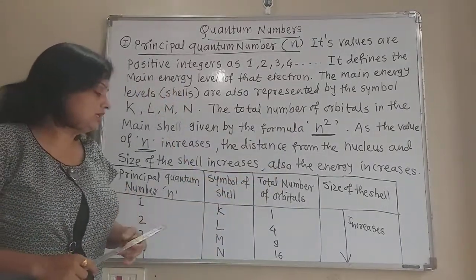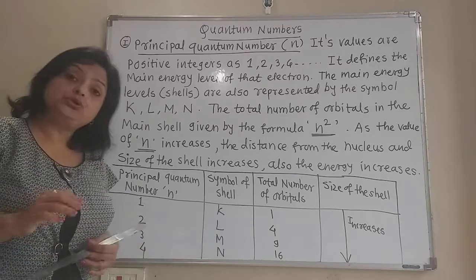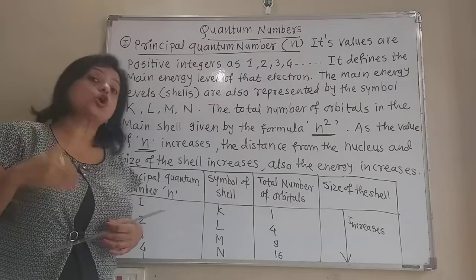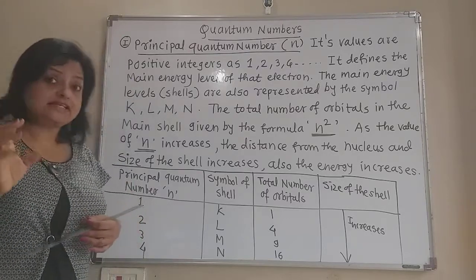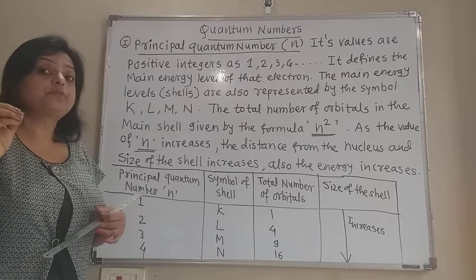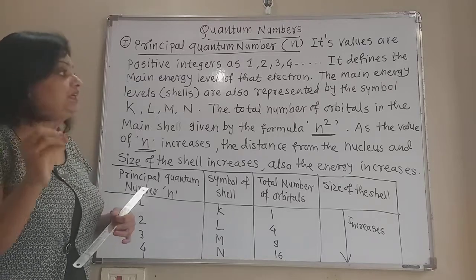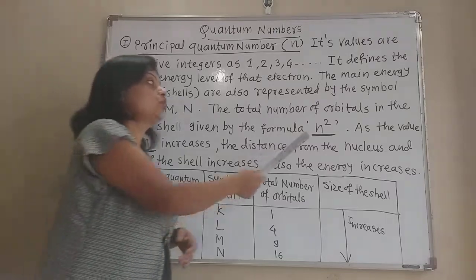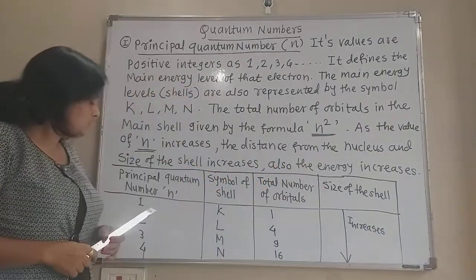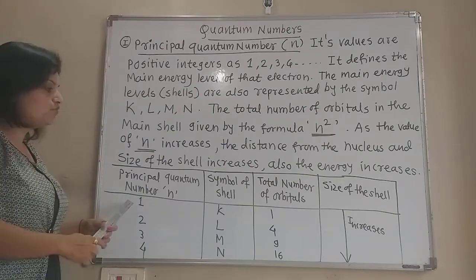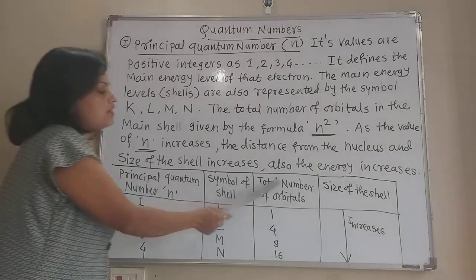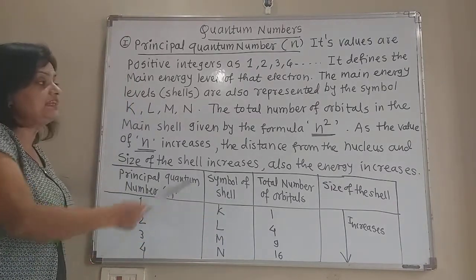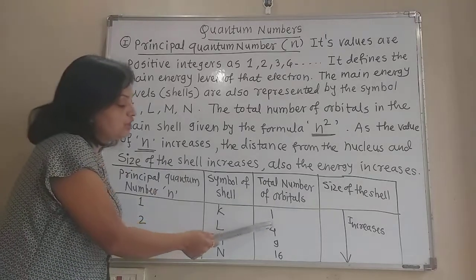Now, these are only the main energy levels. Within them there are subshells also, and in the subshells there are the orbitals. How many orbitals are in that main energy level is given by this formula n square. Suppose the value of n is equal to 1, then the total number of orbitals in the first main energy shell is n square, meaning 1 square, that is equal to 1.